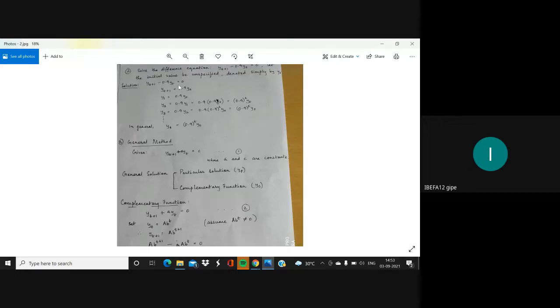Here again we follow the method of successive substitutions. So y1 is equal to 0.9 y0. Then y2 is equal to 0.9 y1. Instead of y1, we simply substitute this equation, so we get 0.9 square y0. Then y3 is equal to 0.9 y2, so you substitute the value of y2 from this equation, and you get y3 is equal to 0.9 cube y0. Now in general, the equation will take the form yt is equal to 0.9 to the power t times y0. So this becomes the solution of this particular difference equation.